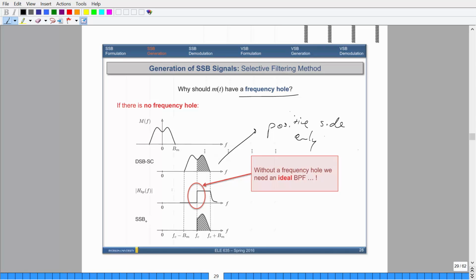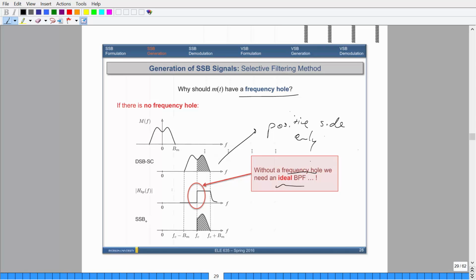Okay, so without a frequency hole, you would need an ideal bandpass filter. What it means by ideal is that, you remember what an ideal low-pass filter is: it's a flat line, and then right at your cutoff, you have a straight line down, right? But you know from electronics that it's impossible to create an ideal low-pass filter or bandpass filter. That's what it means by ideal, right? Because in theory it would be nice, but in practice it unfortunately won't fly, okay? So without a frequency hole, you would need an ideal bandpass filter to successfully create that single sideband.